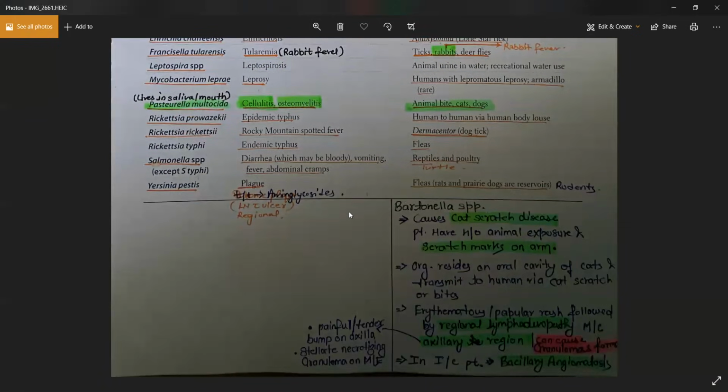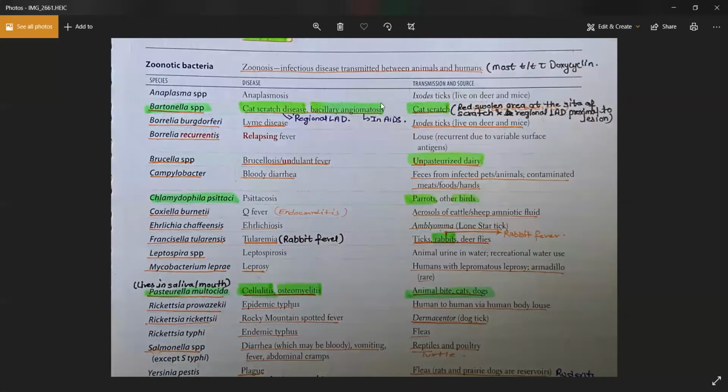Okay. And yeah, that's it. And during the biopsy of these lesions, what you will see are bacteria and neutrophils. Okay, bacteria and neutrophils. So these are the bacillary angiomatosis.